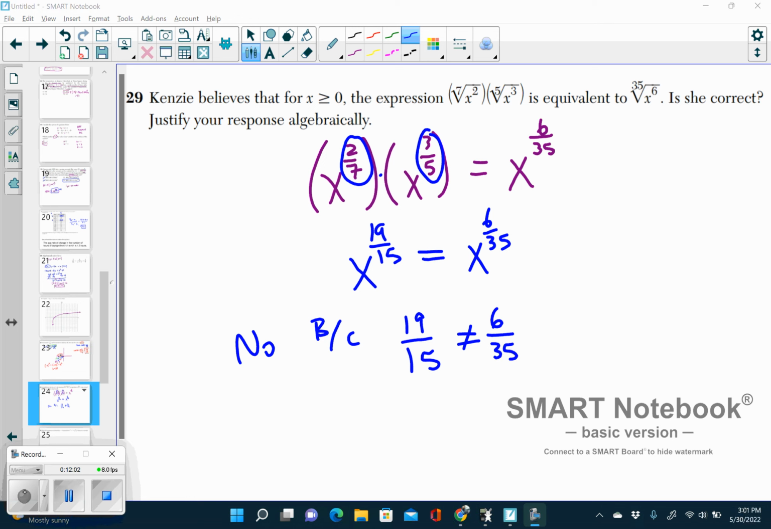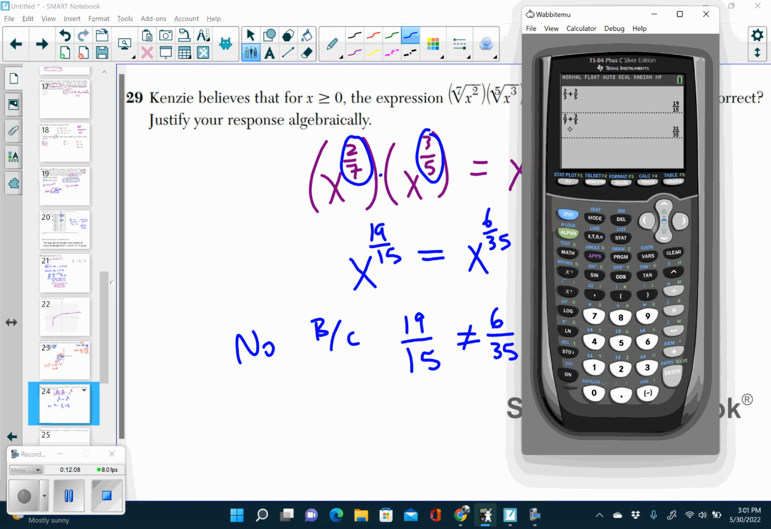Okay, so I just realized that I did not plug in 2 over 7. I plugged in 2 over 3. So I went back and I fixed it. Look at that. Look at me checking my work. So I have 31 over 35.